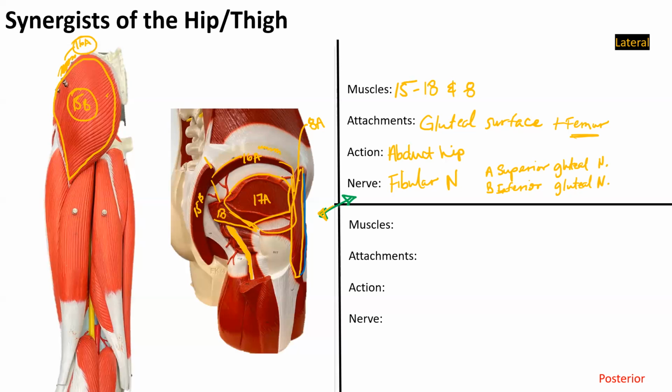What else was I going to say? Check the segmentation for tensor fascia lata. It should be L4 and L5, I believe, because it spans 2 quadrants and it's innervated by 2 nerves. All right.